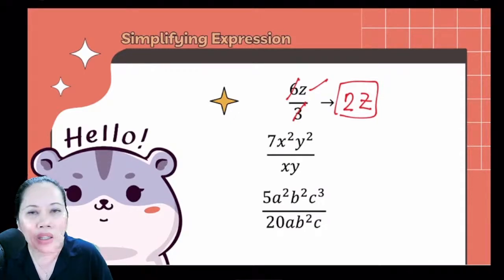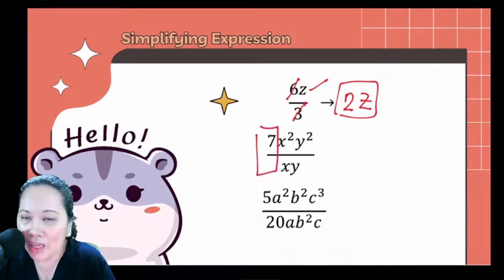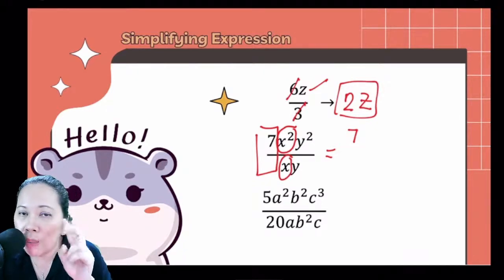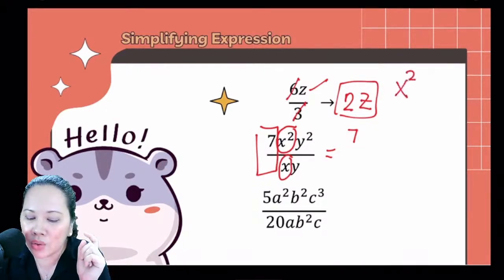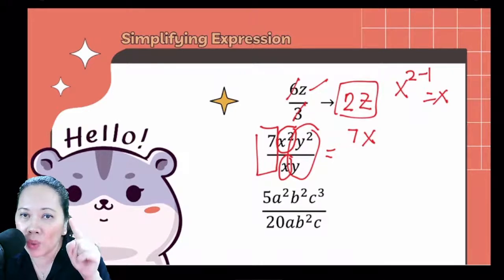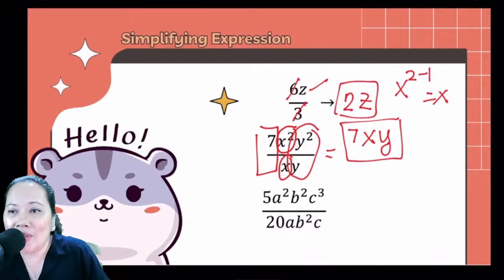Followed by the next one, you have an example. 7x squared y squared over xy. So since 7 doesn't have anything, so 7 will remain as it is in your numerator. Your x is with a square and a 1 here. So 2 minus 1, so that's x 2 minus 1, that will be an x. All right. And then the same with your y. So y squared, that's a 2 minus 1 in your denominator, that becomes a y. So your final answer will be 7xy.